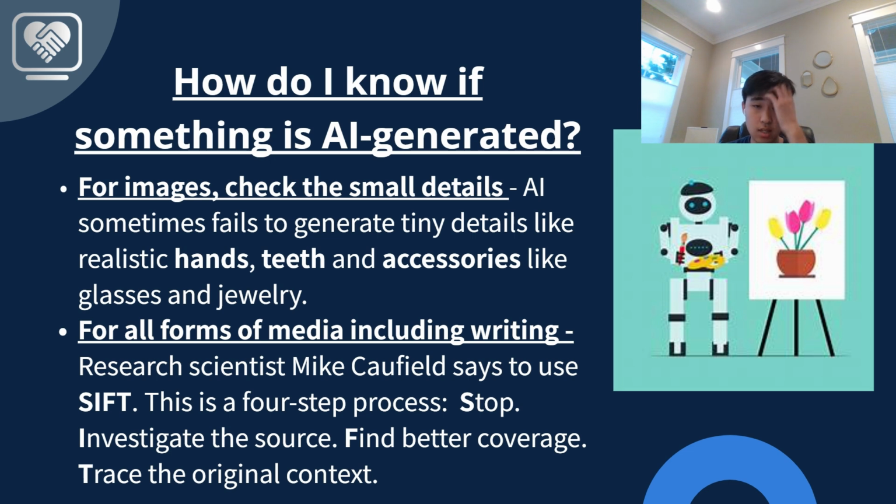So how do you know if something is AI generated? For images, check the small details. AI sometimes fails to generate tiny details like realistic hands, teeth, and accessories such as glasses and jewelry. And for all forms of media, including writing, research scientist Mike Caulfield says to use SIFT, which is a four-step process: stop, investigate the source, find better coverage, and trace the original context.